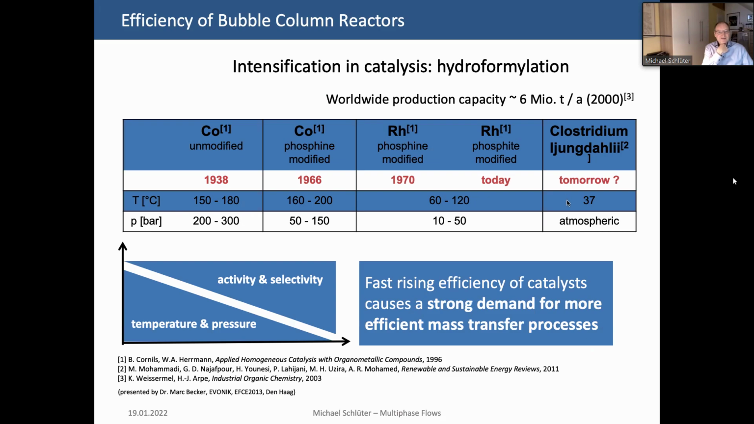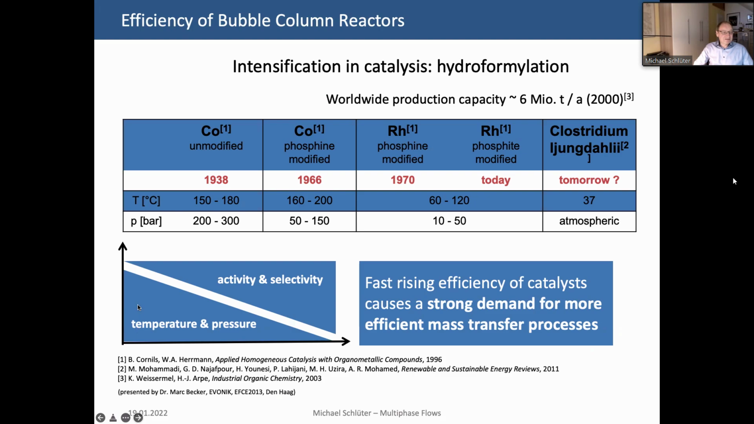And there is already a biocatalytic process with this organism here. And with this organism, we can use the bioprocess with ambient temperature and more or less ambient pressure. So 37 degrees Celsius for this bioprocess and atmospheric pressure. And this is why more and more processes are shifted now to bioprocesses, because we have much more sustainable processes usually.